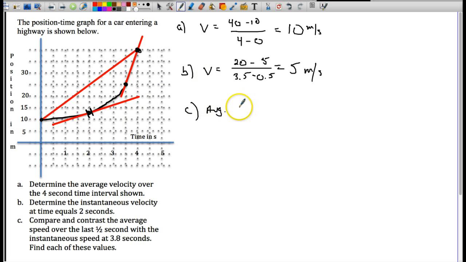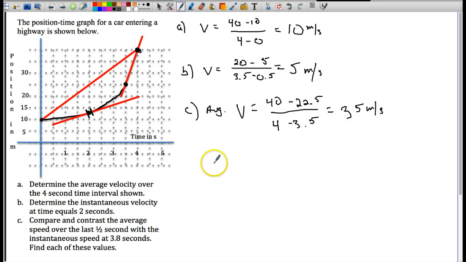And it's going to be just V equals 40 minus 22.5. Again, you can check the coordinates to make sure they look all right. And 4 minus 3.5. And we should come out to get that we're at about 35 meters per second.